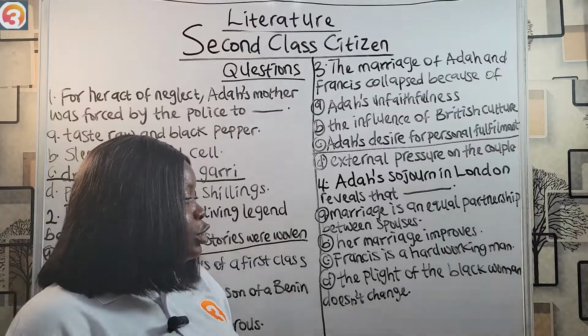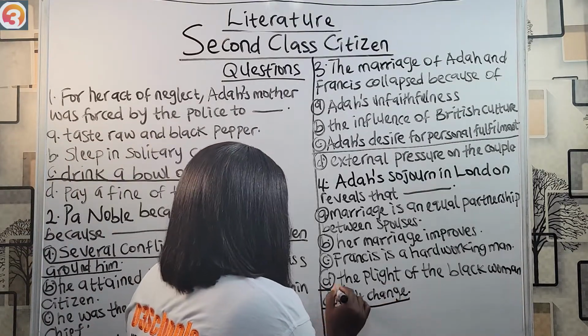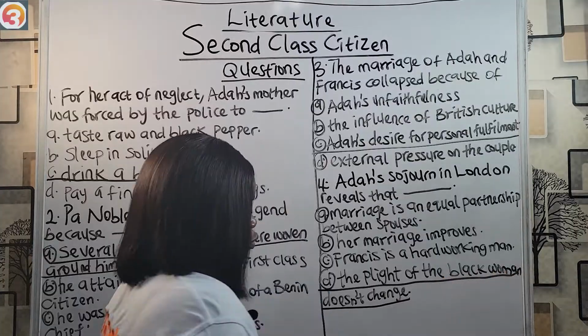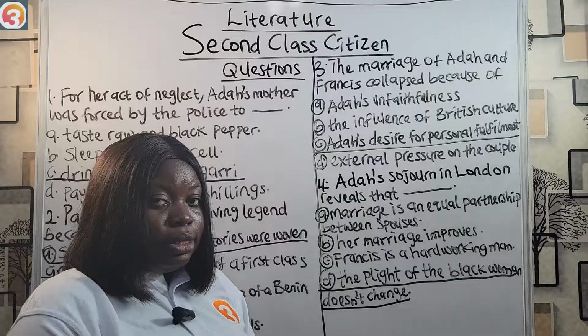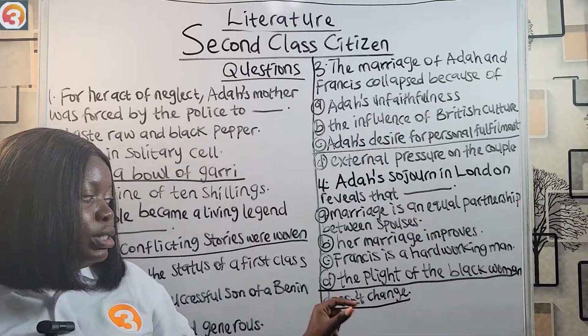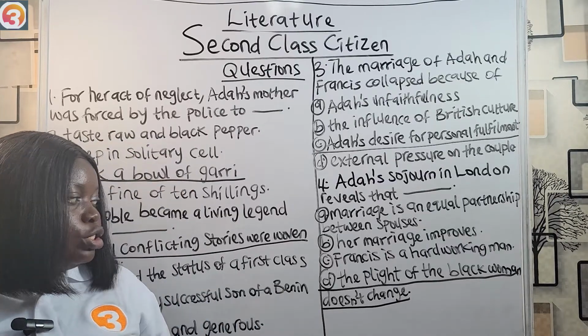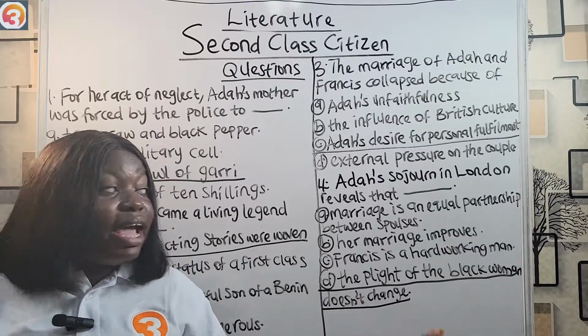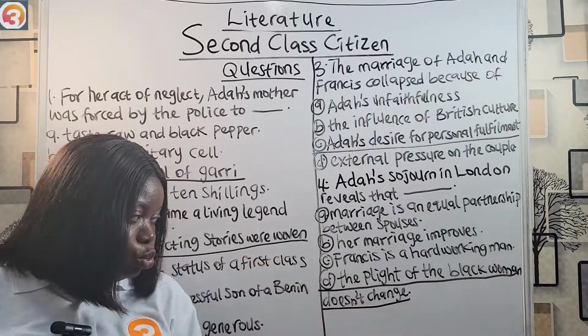And then we see the plight of the black woman doesn't change. That becomes the answer. The plight of the black woman doesn't change. First off, you're a woman, then you're black, and in the case of Ada, she was also poor. So we see that the plight just keeps getting worse. You keep having to fight and fight and fight. So that's what Ada's sojourn in London reveals to us.